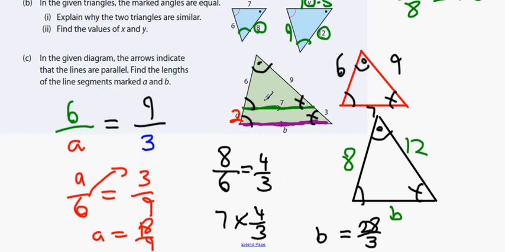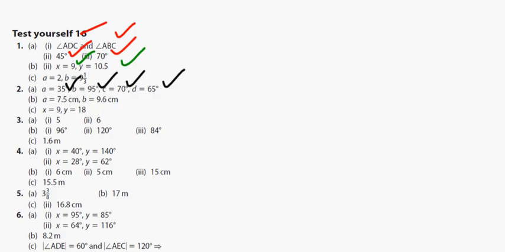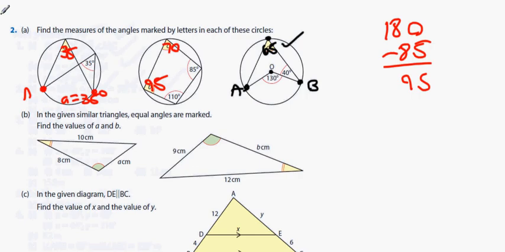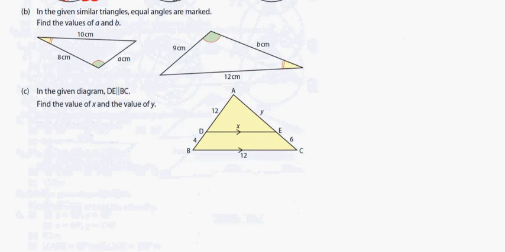Okay, so that's the lengths A and B. A is 2 and B is 28 over 3. So let's just check that out. And 9 1/3 is 28 over 3. Okay, same thing. Now, we're on question 2. Given the two similar triangles, the equal angles are marked. Find the value of A and B.